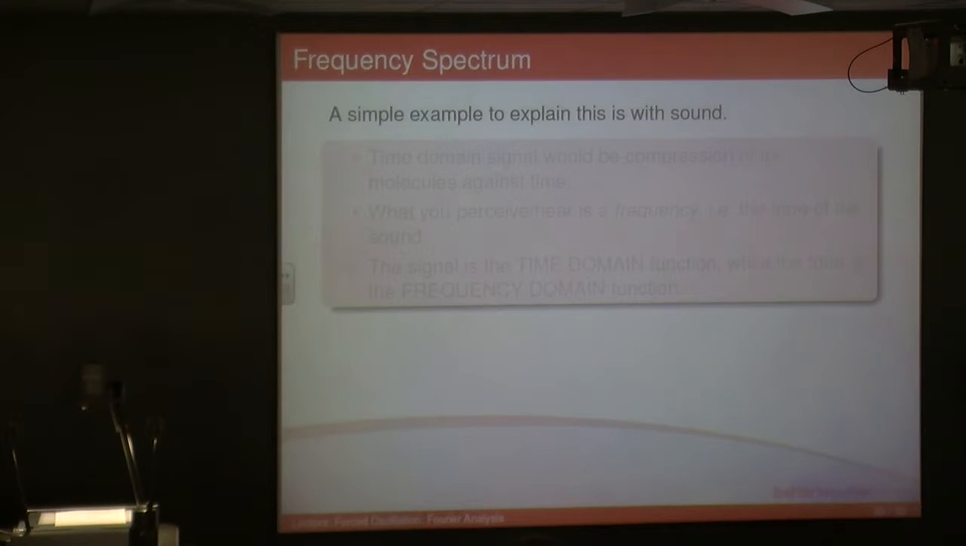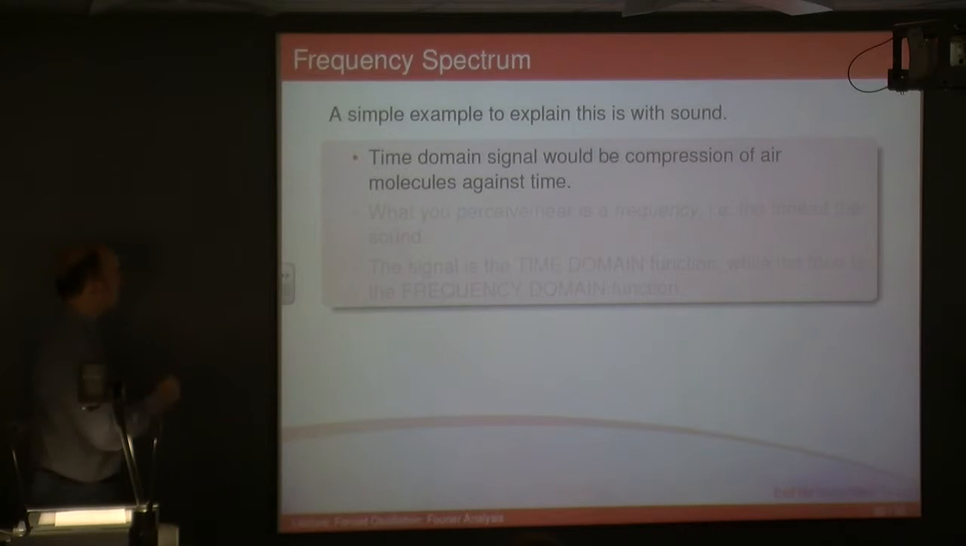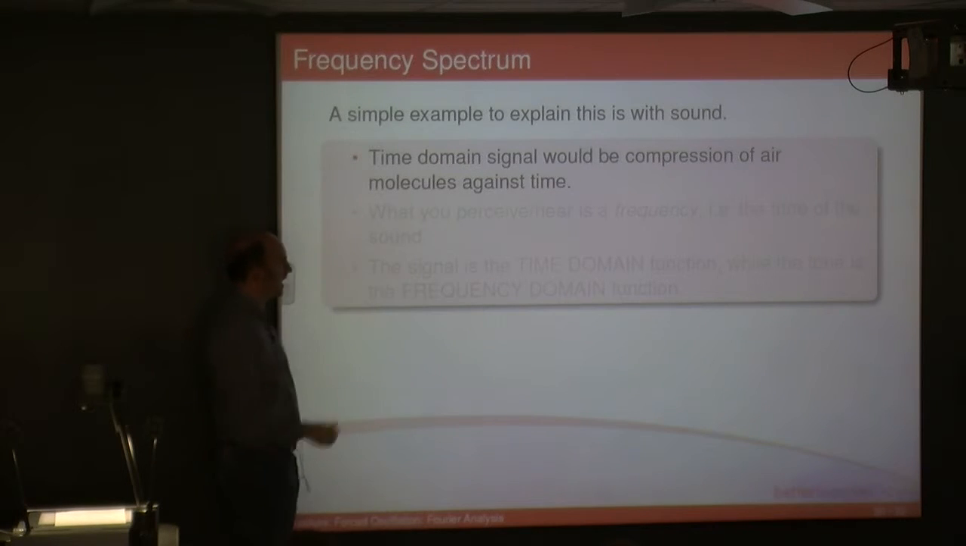Now, why is that important? Well, let's think about sound. Sound in physics is actually just a compression of airwaves passing through the air. And what happens in your ear is you have these pressure ripples that come into your ear. They vibrate a little bone in your ear, and your brain processes that vibration into a sound that you hear. So we have essentially a compression of air molecules against time.